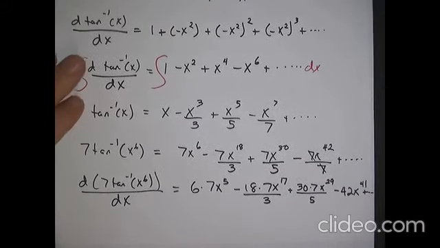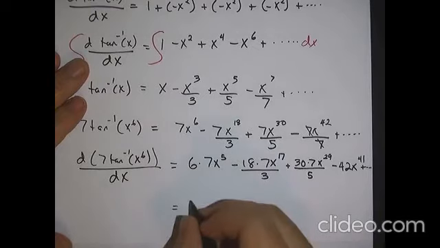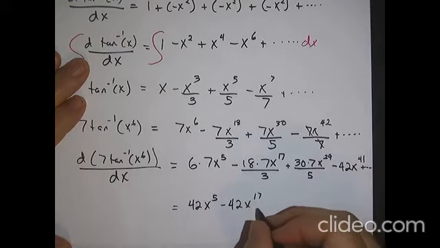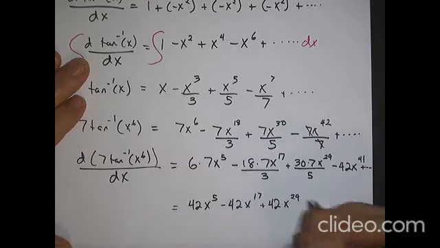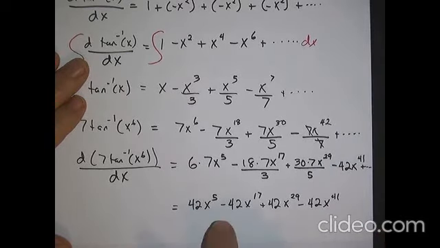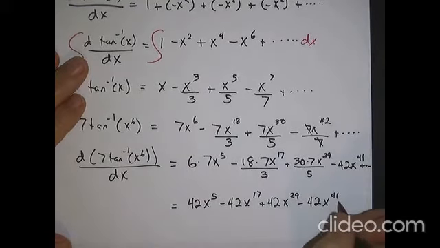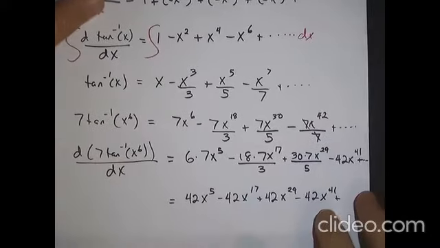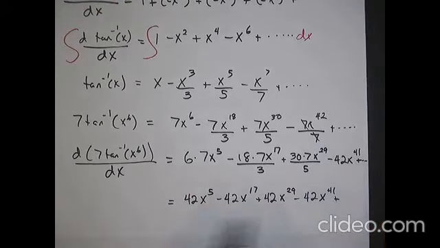Okay, now we can clean that up a little bit. That becomes 42x to the 5th minus 42x to the 17 plus 42x to the 29 minus 42x to the 41. I think you see the pattern here, right? Every term has a 42. They are oscillating from positive to negative, which is going to come in handy soon. And then they are going up by a power of 12 each time. Okay, so that is the answer to A, where it says differentiate the Taylor series about 0 for f of x.